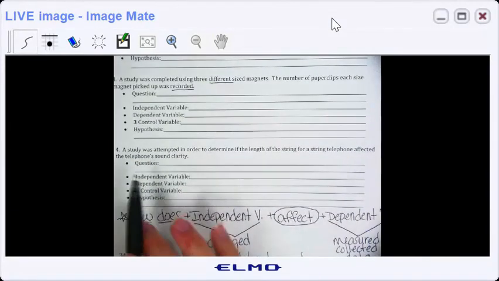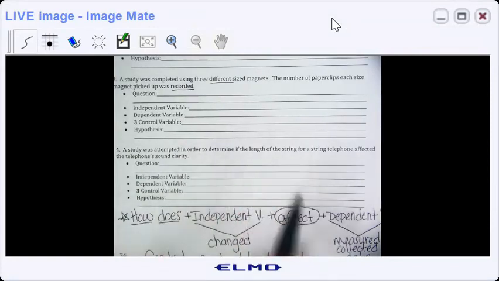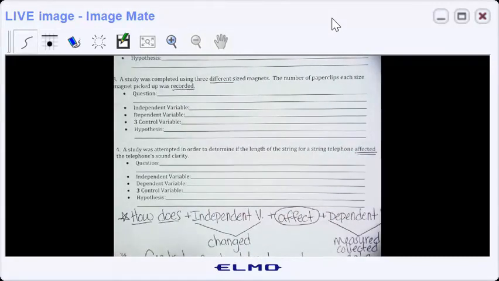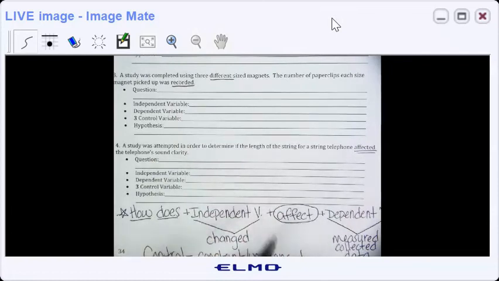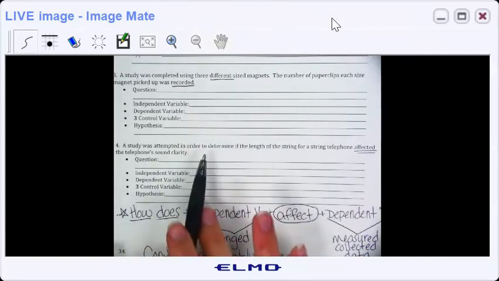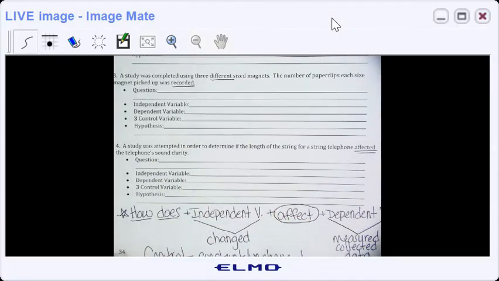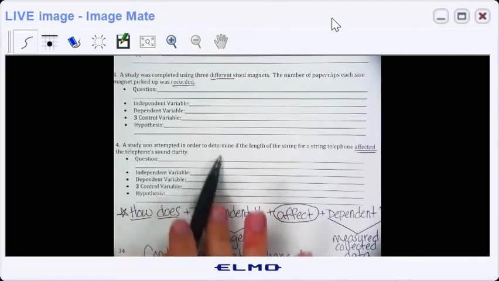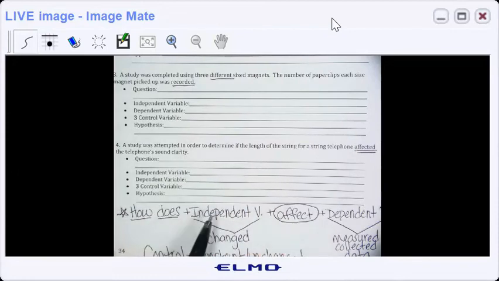And then in the last one, it says a study was attempted in order to determine if the length of string for a string telephone affected the telephone's sound clarity. So for this one, I want you to think, what was changing? So they were determining if something was happening, then something else would happen. So this one's kind of already written in a specific way. So I want you to think about what variables we write first and what variables we write second.